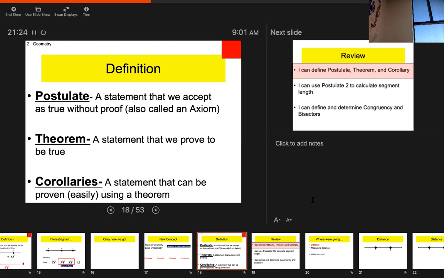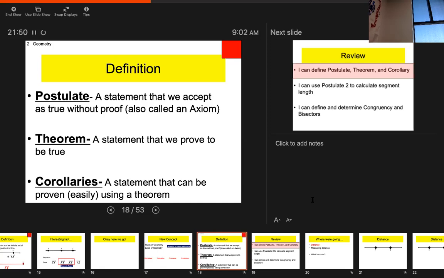The last one, and the hardest one to remember what it is, are these things called corollaries. I know my college geometry teacher said corollaries fall from the tree of the theorem. I'm like, what? Corollaries are theorems. We have to prove them to be true, but they come directly from a specific theorem.